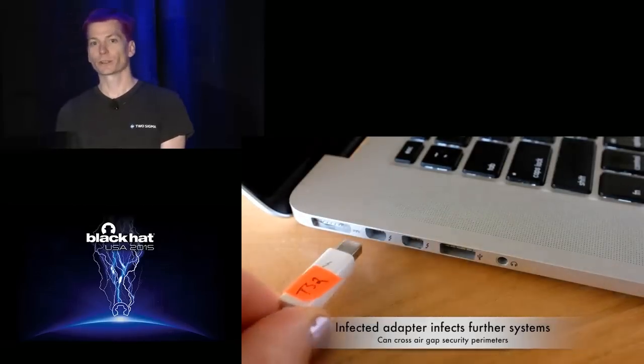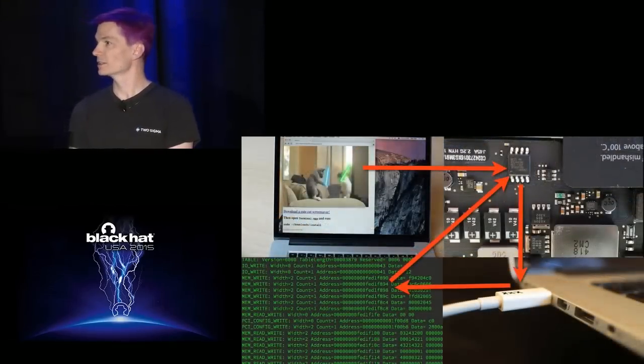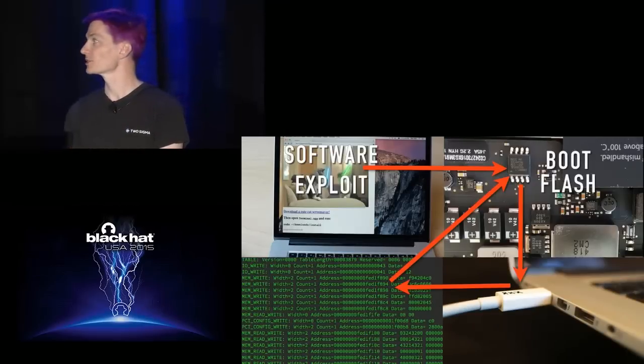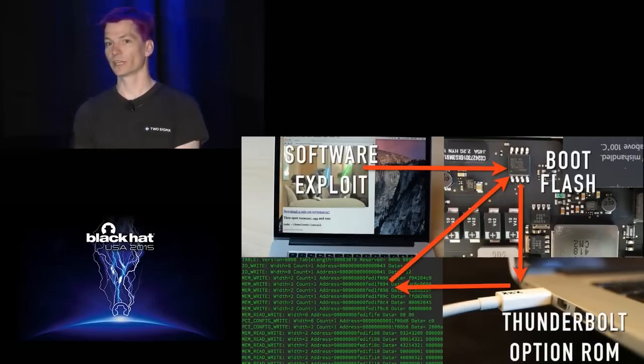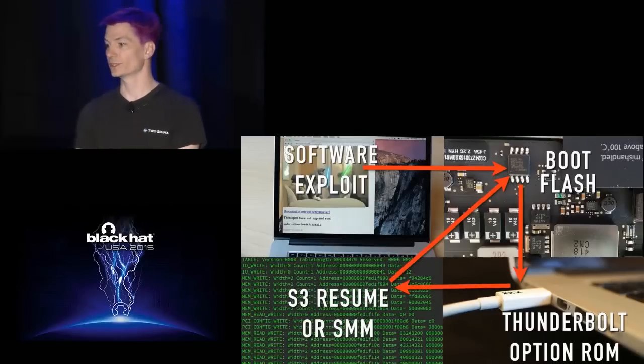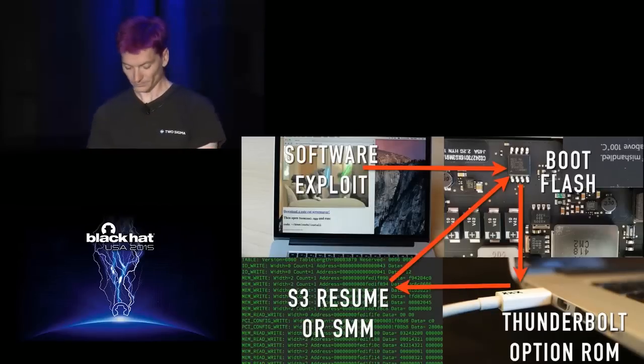So what we've shown here with this proof of concept is a unique life cycle that starts as a software exploit that's able to write into the boot flash of some systems, that can then write into the option ROMs of removable devices, that are able to infect the S3 resume script on new systems and write into the boot ROM on those.